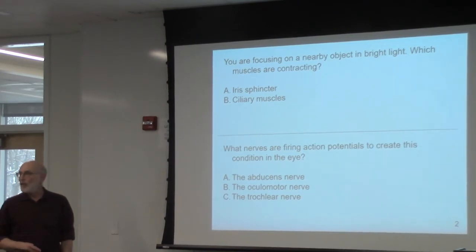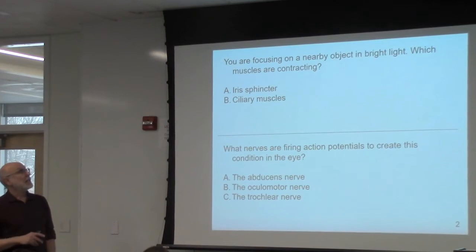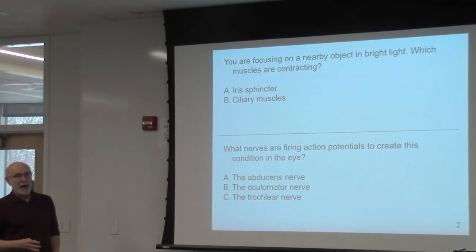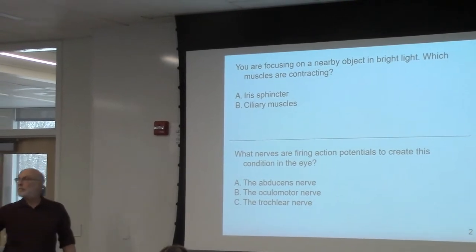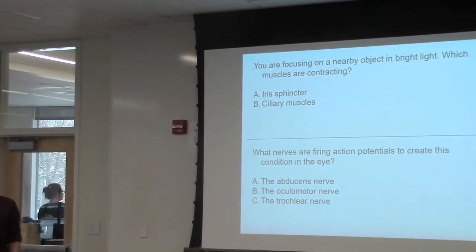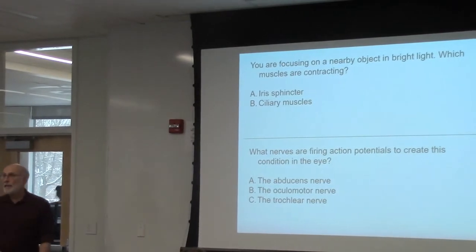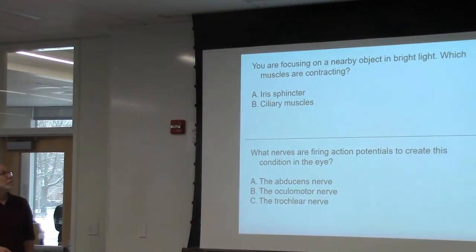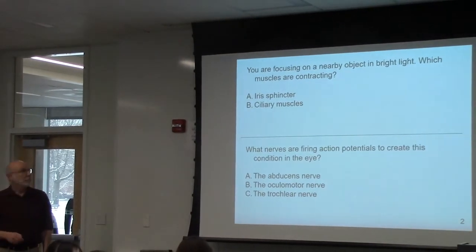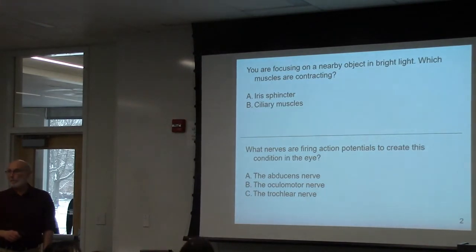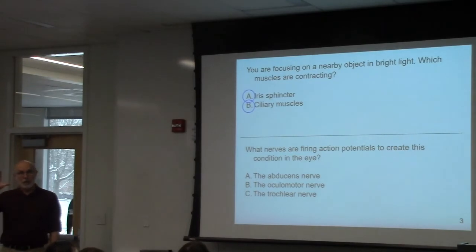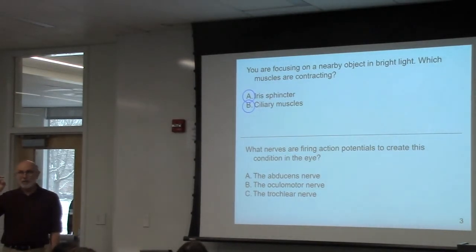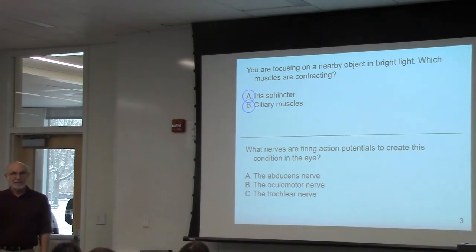Let's just start here. You are focusing your vision on a nearby object in bright light. What muscles are contracted? Both. You're in bright light, so your iris is contracting. Remember, it's a sphincter. Contraction narrows the opening.